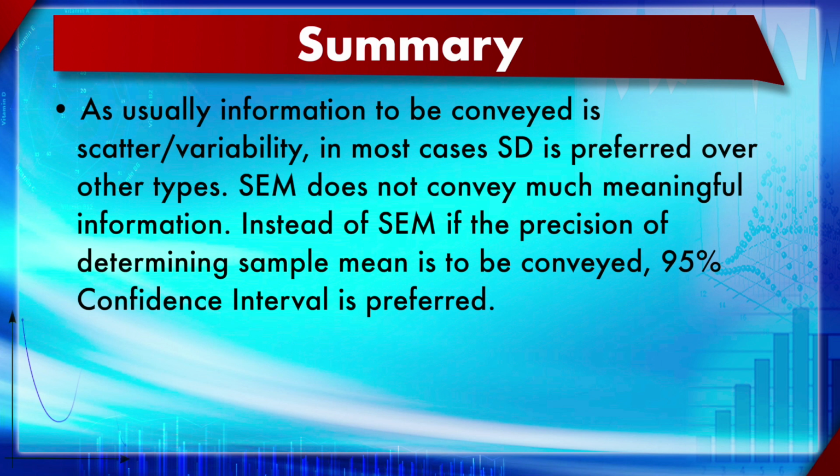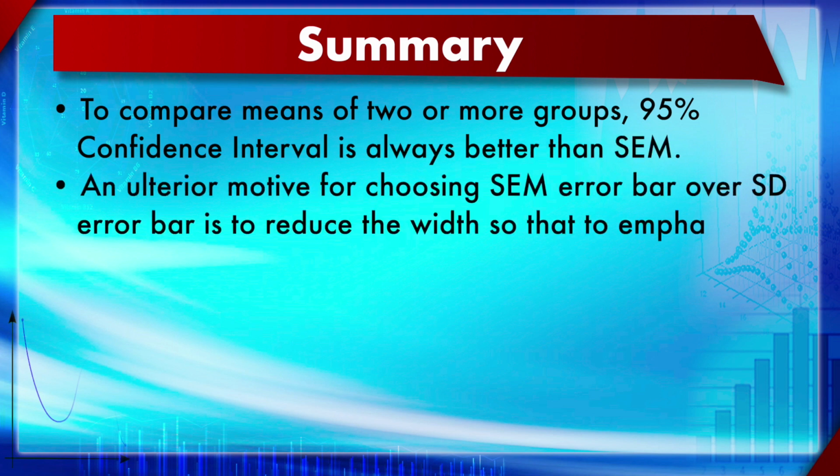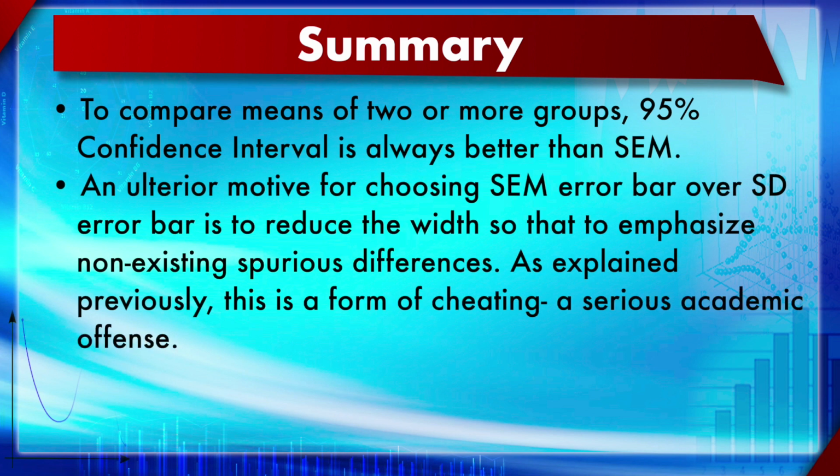SEM does not convey much meaningful information. If the precision of determining the sample mean is to be conveyed, 95% CI is preferred and advantageous. To compare the means of two or more groups, it is always better to go with 95% CI. An ulterior motive of choosing standard error of the mean error bars over standard deviation error bars is to reduce the width to emphasize non-existing spurious differences. As explained previously, this is a form of cheating, a serious academic offense.